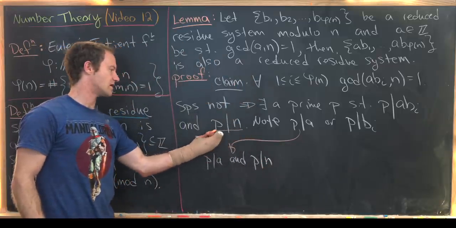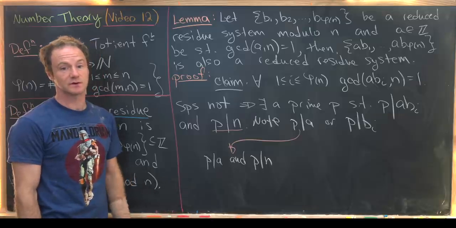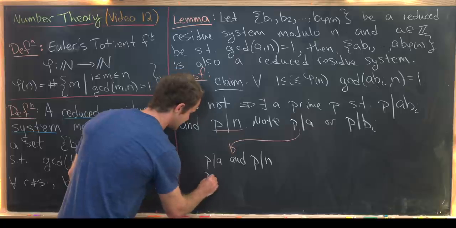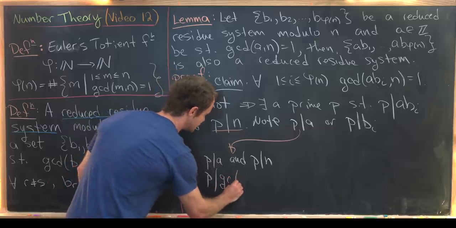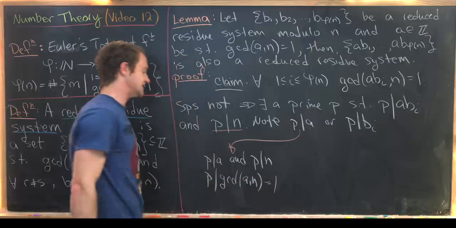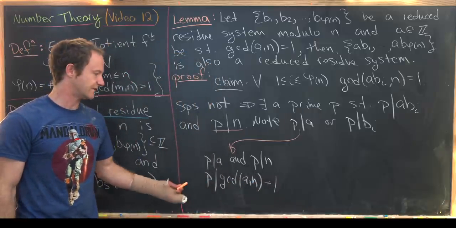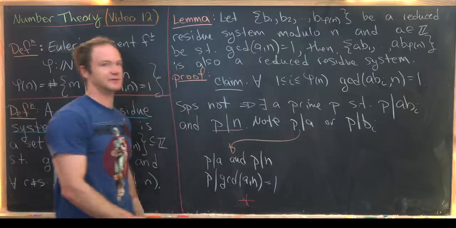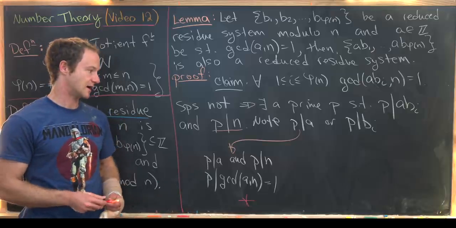Remember, that's part of our setup: N is divisible by P. But putting these two things together tells us that P divides the GCD of A with N. But remember that the GCD of A with N was 1. So we've got a prime that divides 1. But that's clearly a contradiction because 1 is not divisible by any prime.